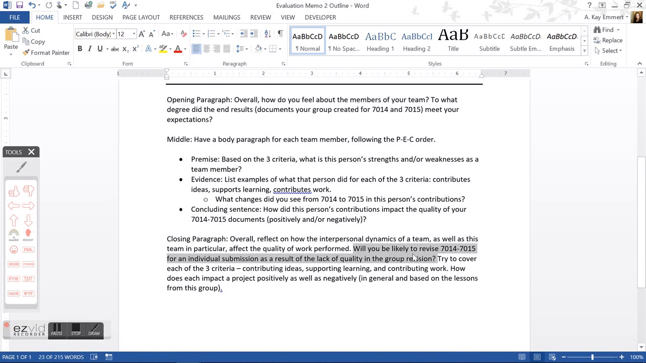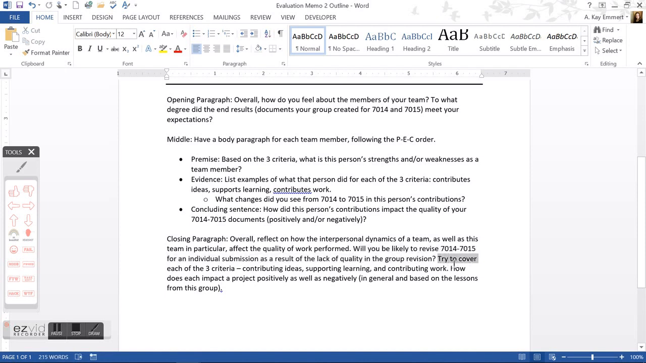So if the group revision into Portfolio 2G just isn't very good, or you think it should be better but no one will listen to you, you can totally say, hey, if I find the time, I'm going to revise 7014 and 7015 by myself as well because it isn't doing the things I want. You can say that in this concluding paragraph.